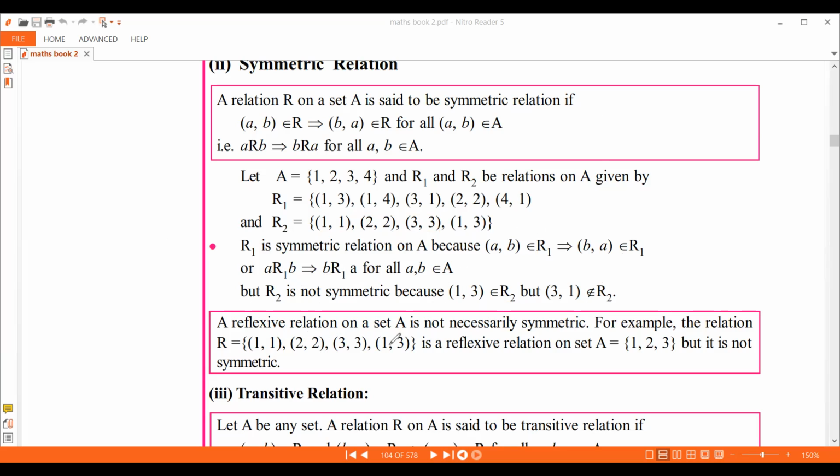A reflexive relation on set A is not necessarily symmetric. For example, the relation {1 1, 2 2, 3 3, 1 3} is a reflexive relation. Yes, this is definitely reflexive, because you can find all the doublets. But on the set A, it is not symmetric. This is what I told you. This is not symmetric. But 4, 4 is not there, no? I need not give all the elements.